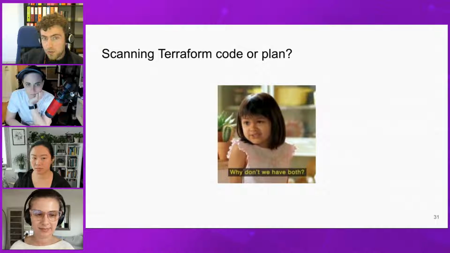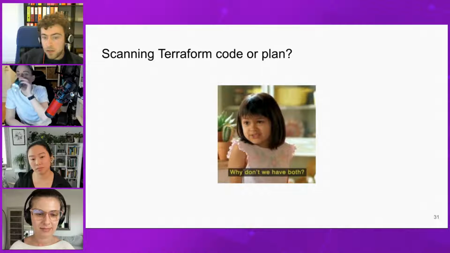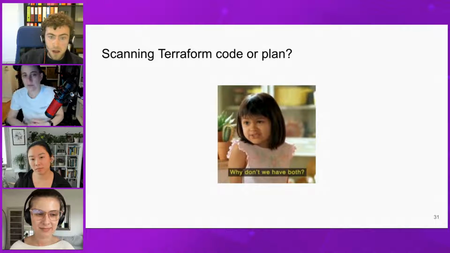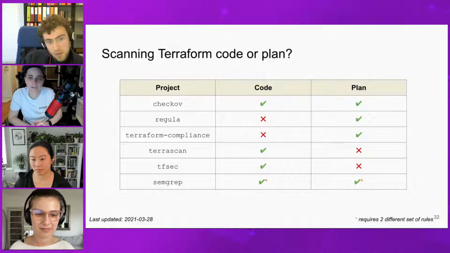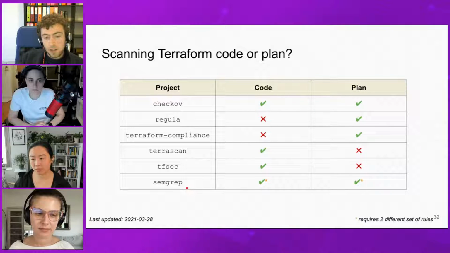Obviously, at this point, we may want to scan for both, the code and the plan. And for this, we have limited tooling that supports scanning both. So if we look at the different tools, we have basically Checkov that supports scanning the code and the plan, which is really nice. We have Regula and Terraform Compliance that are going to scan only the plan. Terrascan and TFSec are going to focus on the code. And Semgrep is basically not focused specifically on Terraform, so you can use Semgrep against any kind of structured data source. So we can scan the code and the plan, but we'll need to use two different sets of rules.